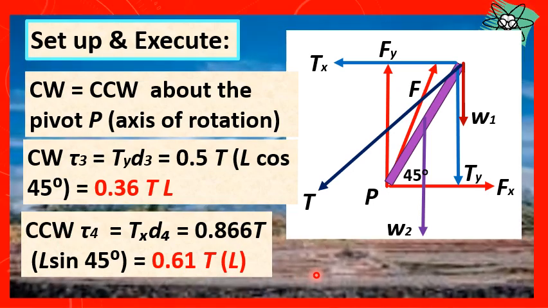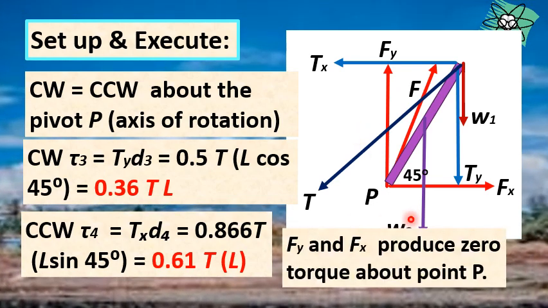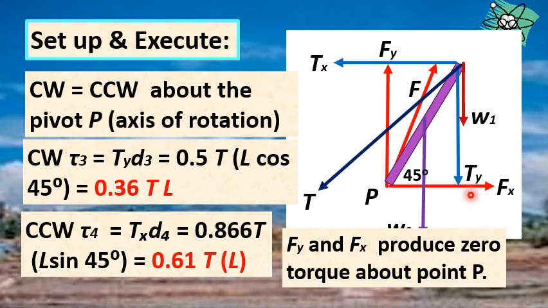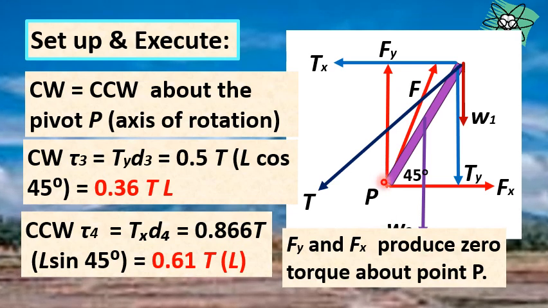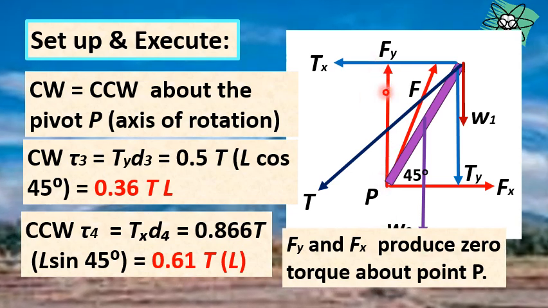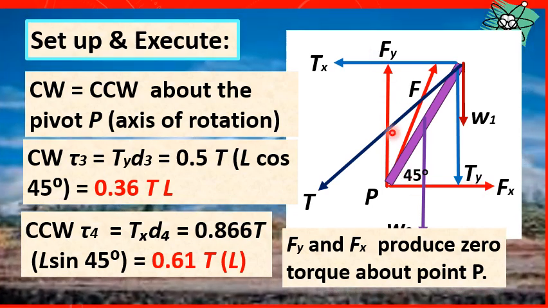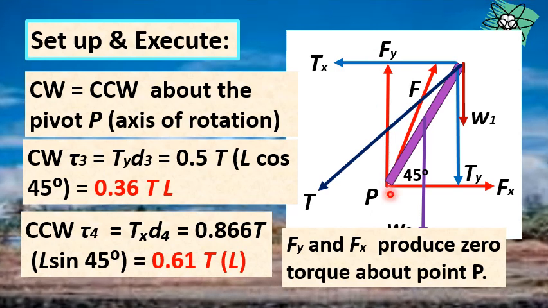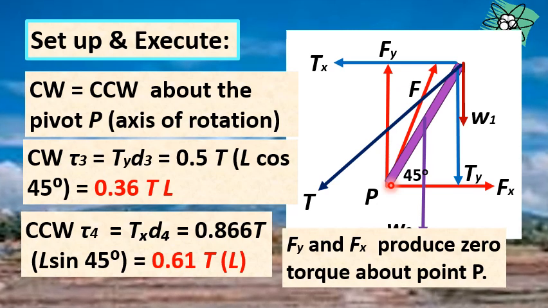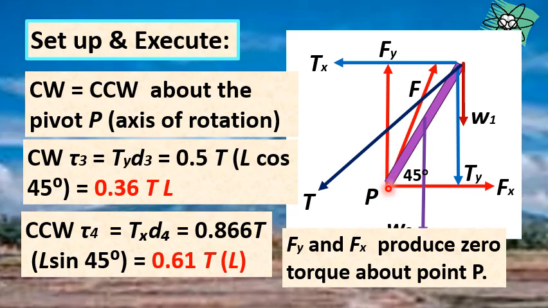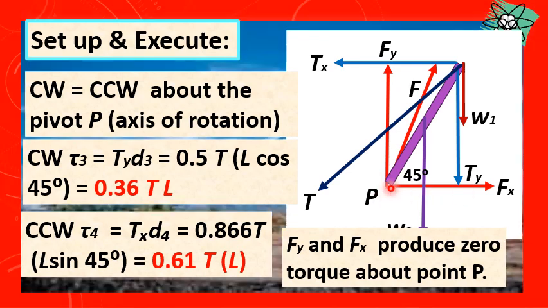All right. Incidentally, the two forces Fy and Fx do not produce any torque about point P. The fact that both Fy and Fx, their lines of action exactly pass through the axis of rotation point P. So there is no lever arm that can be defined, which means that they do not have any torque about the axis of rotation chosen at point P.